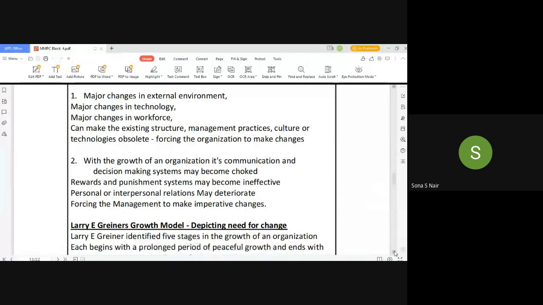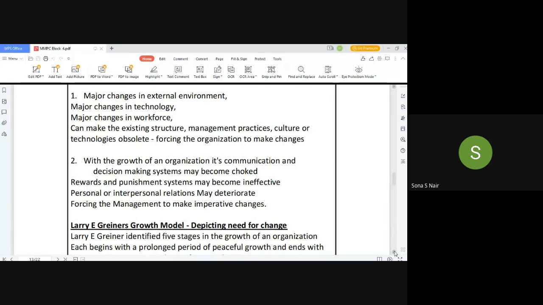The second factor is with the growth of the organizations, communication and decision-making systems become choked. What we were following till late now becomes irrelevant, inefficient, ineffective. So we have to make changes to the rewards and punishment systems, and to the way interpersonal relations are handled in the organization. So there's a requirement for change in the organization.